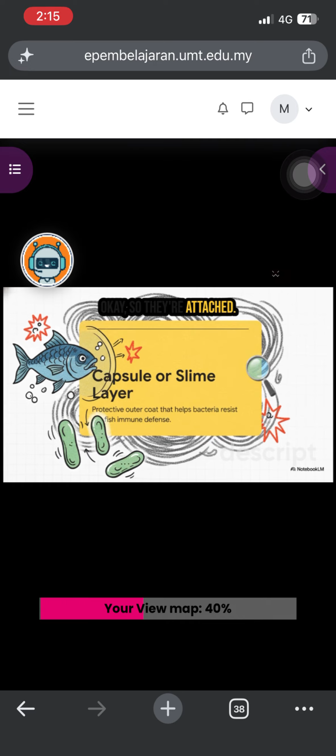Okay, so they're attached. Now the bacteria have to face the fish's immune system, which immediately goes on the offensive to try and destroy them. That's where the capsule or slime layer comes into play. This structure sits completely outside the bacterial cell wall, and it acts as literal microscopic armor. This slick, protective outer coat makes it incredibly difficult for the fish's internal defense system to grab hold of and remove the invaders. Because they have this armor, the bacteria can survive much longer, safely multiply right inside the wound, and really worsen the infection.